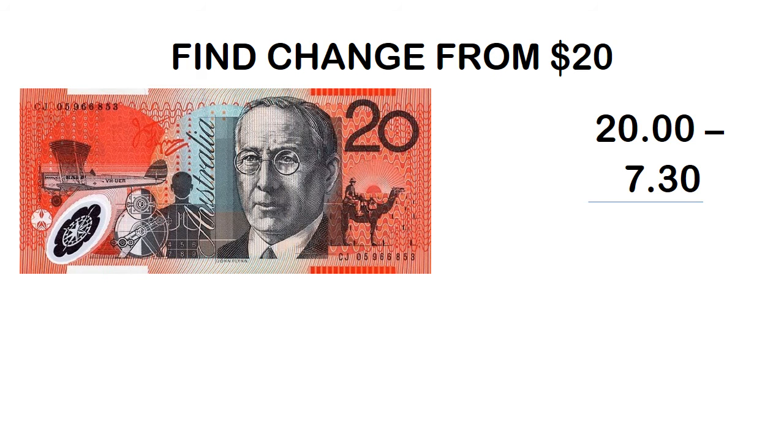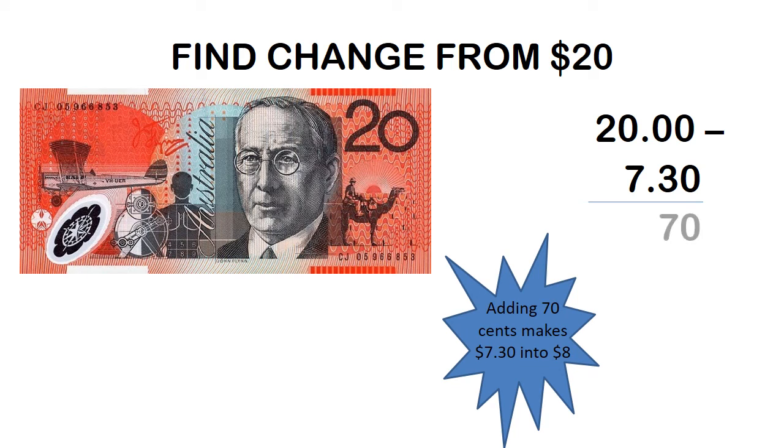And this time we're going to find the change from $20. So I set up my sum. And I'm not going to do the 0 minus 0. I'm going to do the way we did the last question. I want to make 30 cents up to the nearest dollar. So I want to make $7.30 into $8. I'm going to add 70 cents. Okay? And then once it is $8, 20 take away $8 is $12.